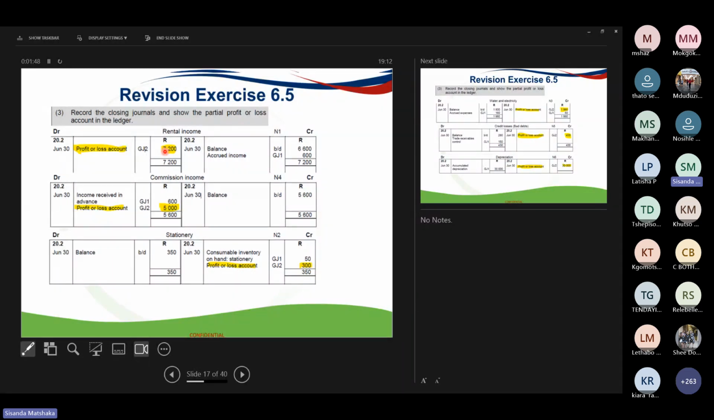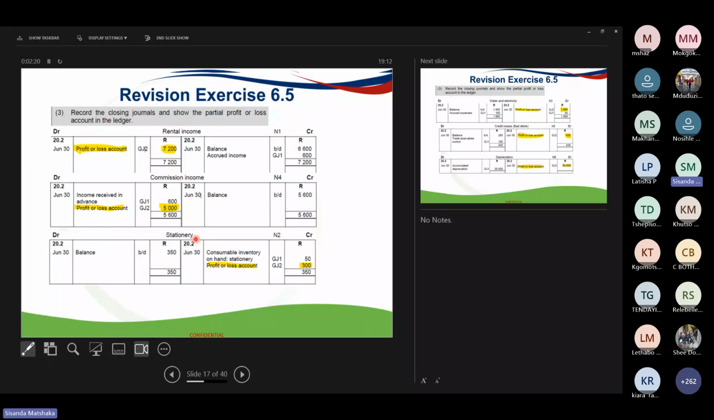rental income, any sort of income account. We also followed the same approach for your commission income, whereby the balance is on the credit side, and then there was an adjustment that needed us to reduce this, right, because of the income received in advance. So in order for us to square up this account to 5.6, we then needed to debit this account by the 5,000 Rand, right?